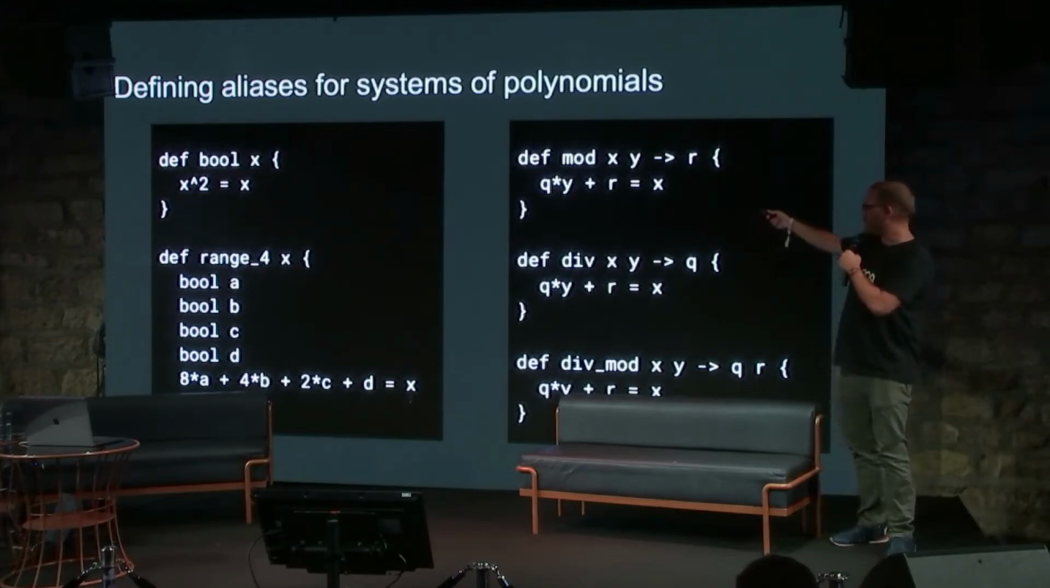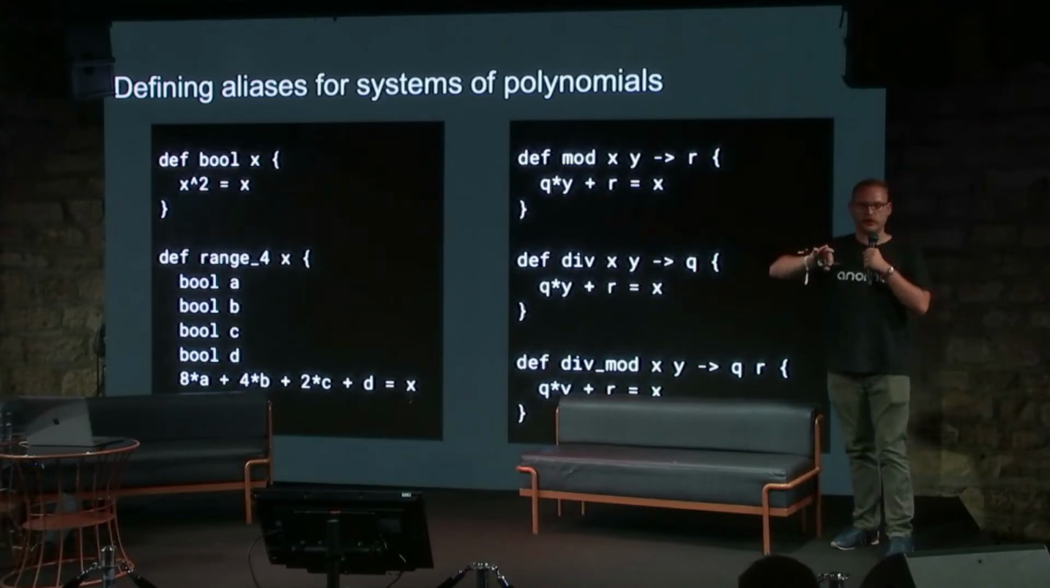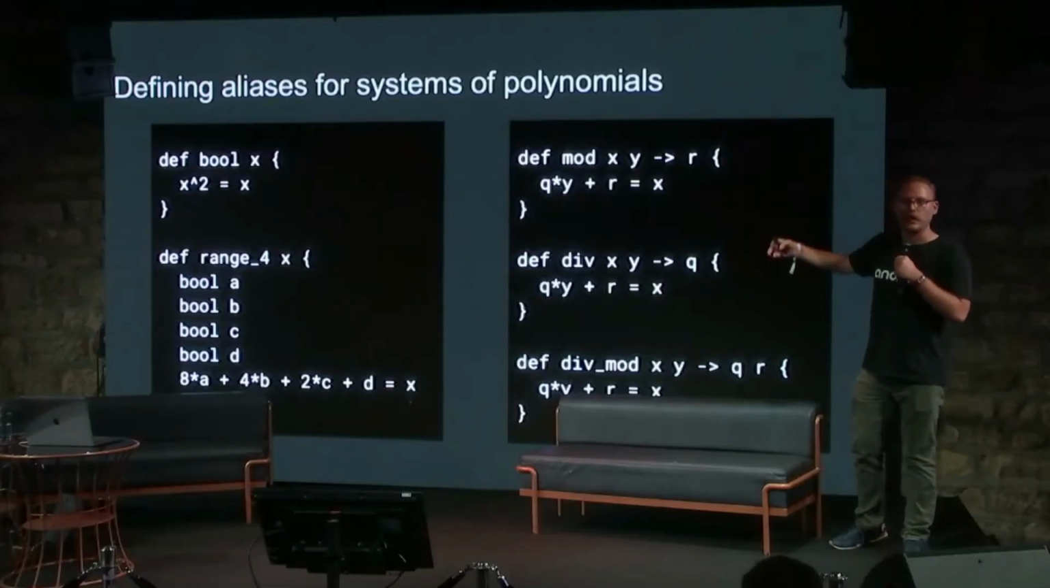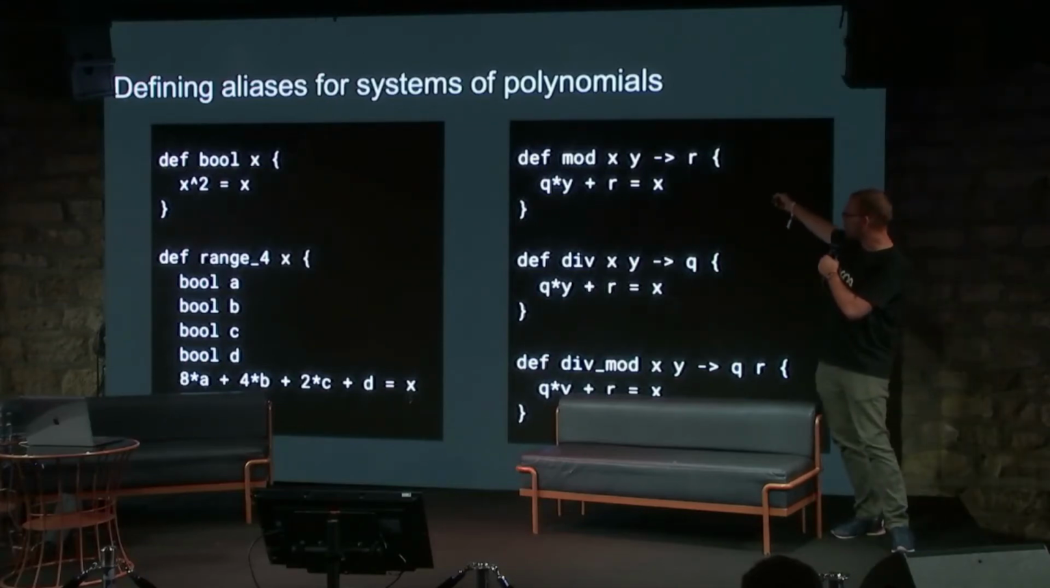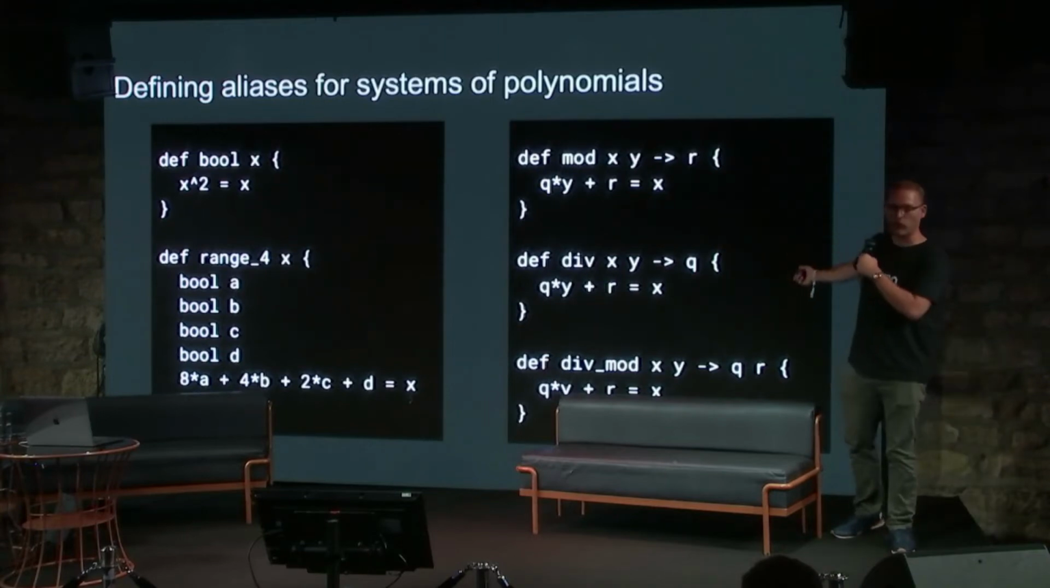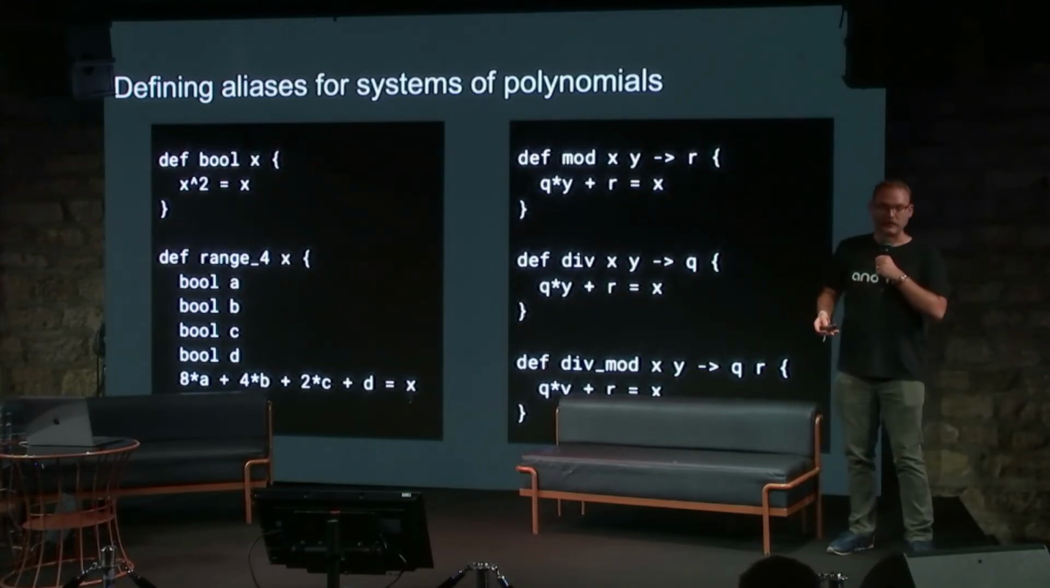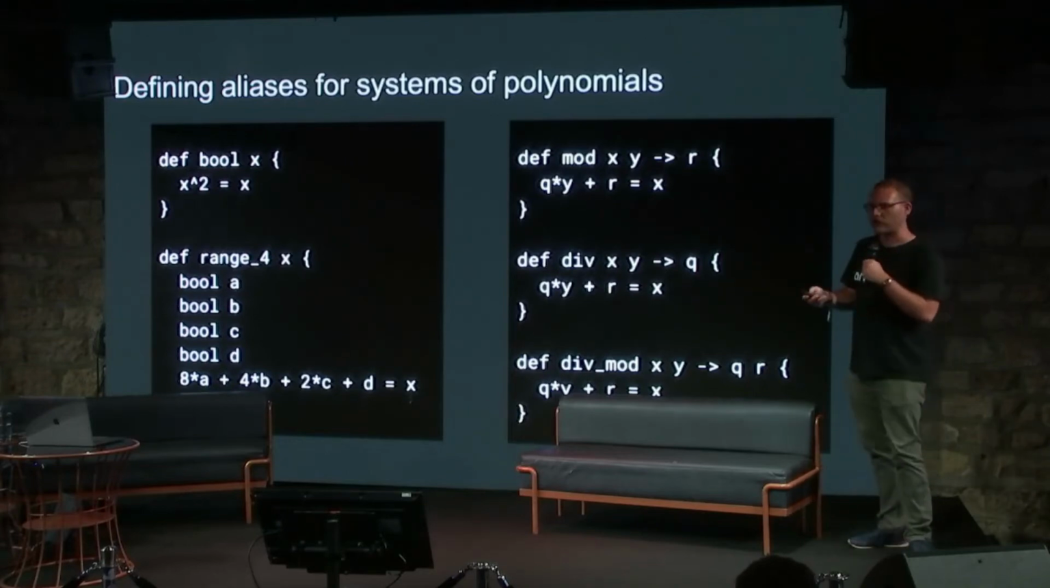We have q times y plus r equals x. This is just like the division algorithm. If you're familiar with div mod, you get a quotient and a remainder. This is that. By changing the signature only, we get 3 different aliases that have different outputs with the same expressions. Expressions are exactly the same, and we are just selecting R, Q, or the pair QR as the canonical outputs for that circuit.